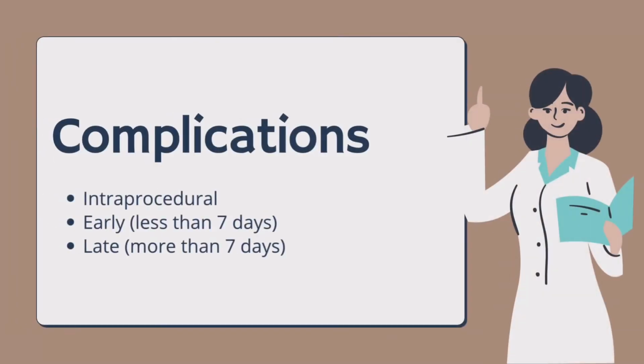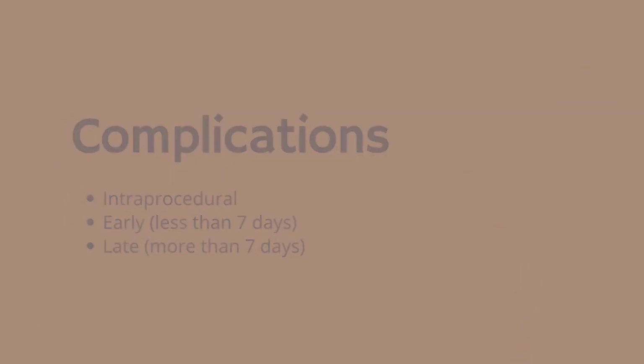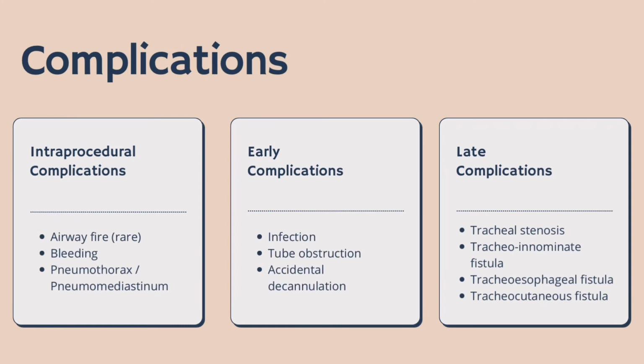There are 3 types of complications for tracheostomy. These are intraprocedural, early, which is less than 7 days, and late, which is more than 7 days. Intraprocedural complications include airway fire, bleeding, pneumothorax or pneumomediastinum. Early complications include infection, tube obstruction, and accidental decannulation. Lastly, the late complications are tracheal stenosis, tracheoinnominate fistula, tracheoesophageal fistula, and tracheocutaneous fistula.